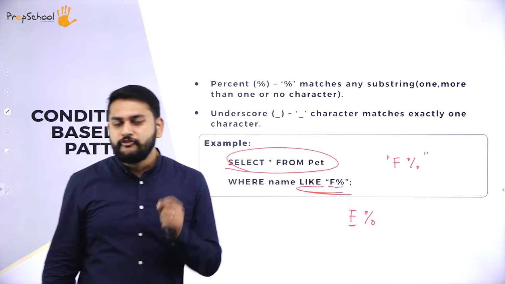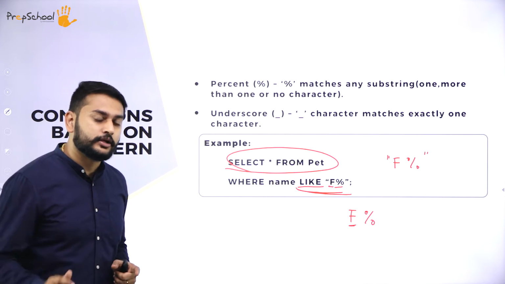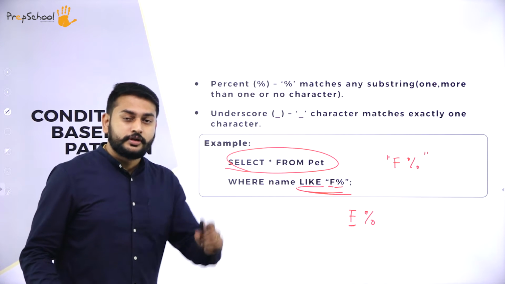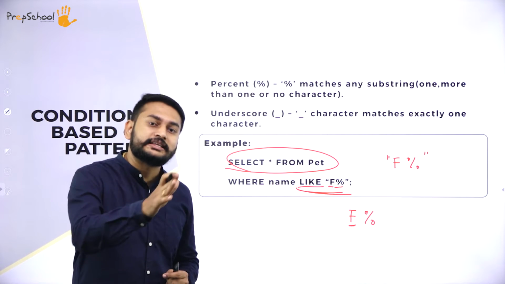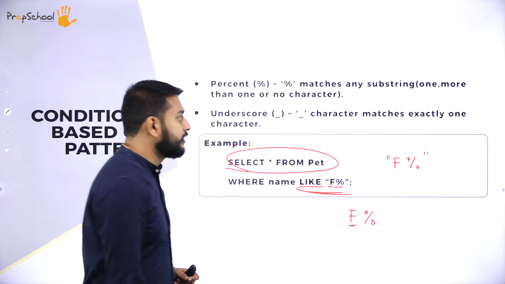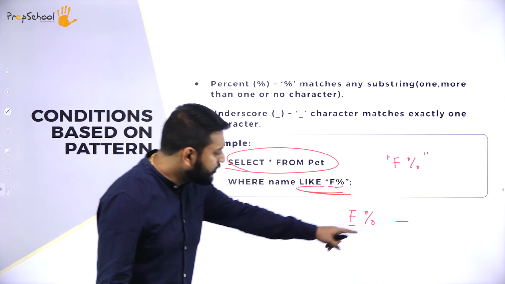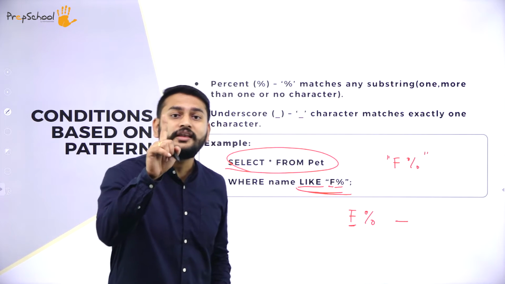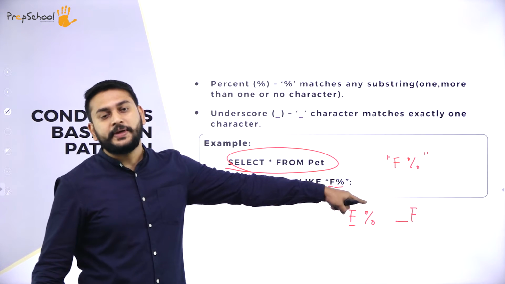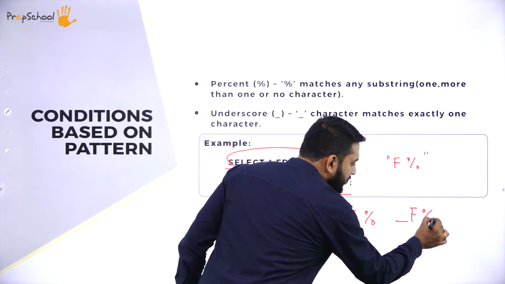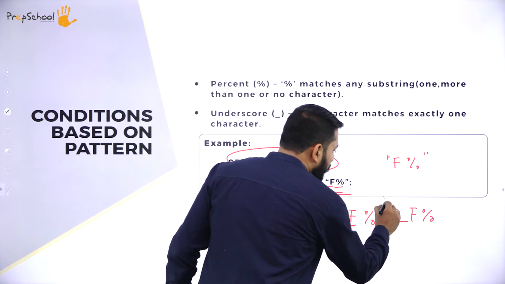Suppose I want the second character to be F, and the rest can be anything. How do I do that? Understand my question. My second character should be F, rest everything can be anything. Come on guys. For that I have underscore. Why do I use this underscore? It indicates one character. So for the first character I use underscore, then I write F as my second character. After that I write percentage, which means after the second character it can be anything. That is what I have to give within the quotes.